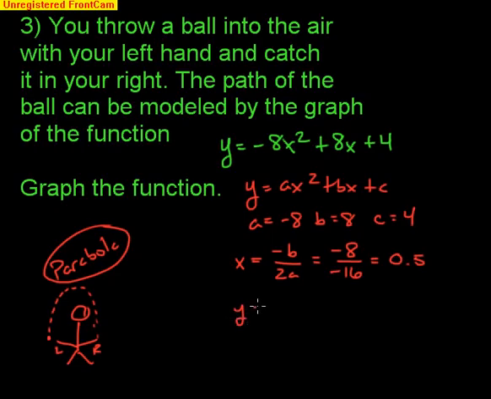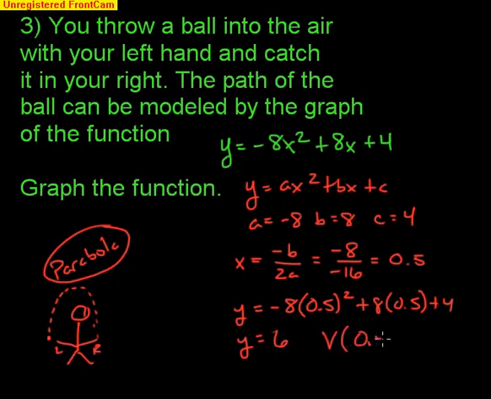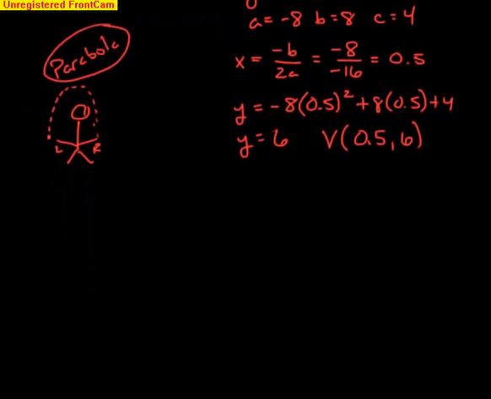Now we need to come up with the y that goes along with this. We just plug it back into the original equation. Negative 8 times positive a half squared plus 8 times positive a half plus 4. If we do this in the calculator, negative 8 times 0.5 squared plus 8 times 0.5 plus 4, we will come out with an answer of 6. So the vertex is 1/2, 6. I'm going to scroll down a little bit and insert a graph here so that we can graph this.